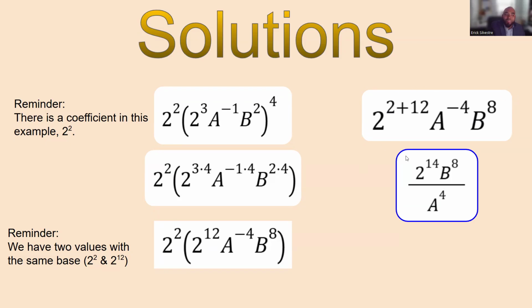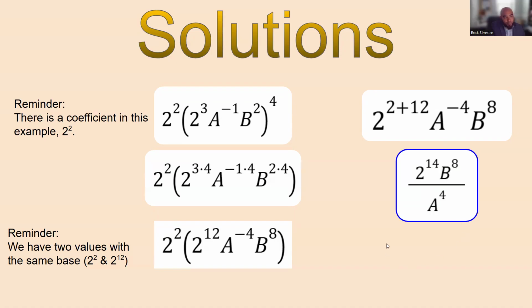Now remember, this cannot be our final answer because it has a negative exponent. We have to simplify this one step further. Remember, to get rid of the negative exponent, we do the reciprocal, which is 1 divided by A to the 4th power. And that is why A to the 4th power ends up in the denominator, because that's the only way that we cancel the negative exponent. All right, so my final answer is 2 to the 14th power times B to the 8th power divided by A to the 4th power.